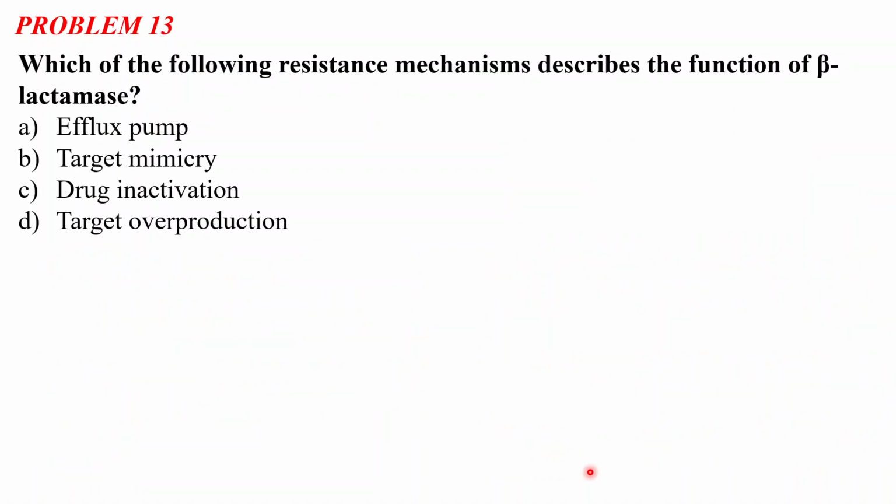Now I will go to the next problem. Problem number 13 says, which of the following resistance mechanisms describes the function of beta-lactamase? Your options are A, efflux pump, B, target mimicry, C, drug inactivation, and D, target overproduction.